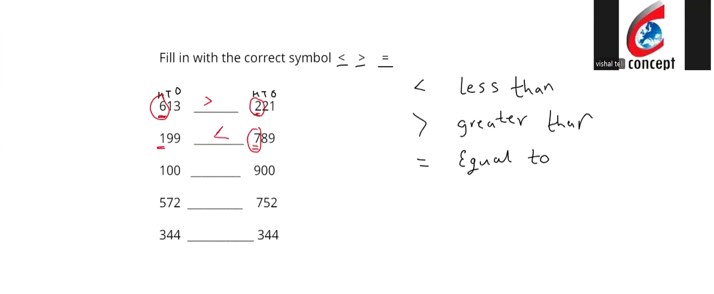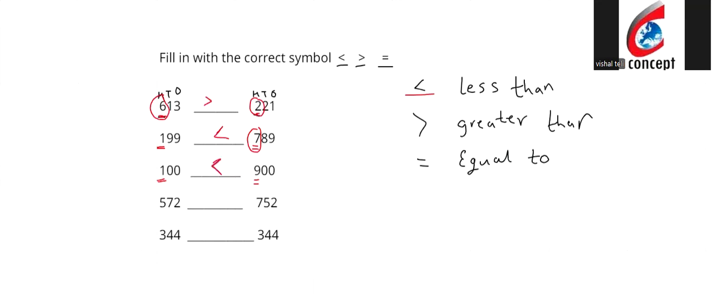So this is 1 and this is 9. Okay. So 1 is smaller than 9. So we use less than sign. Okay. This one. Okay. See, 900 is bigger. Okay. And 100 is smaller. Okay. So that's why we use this sign.